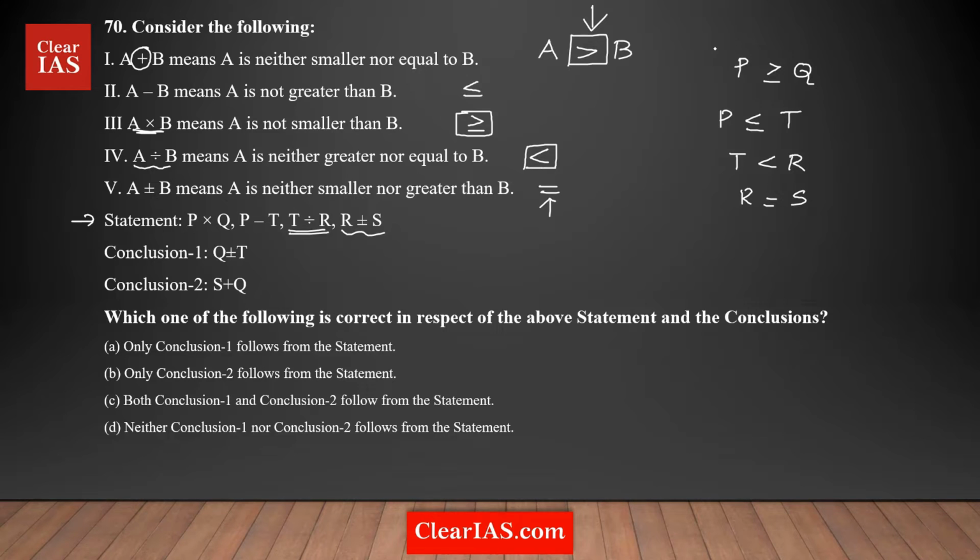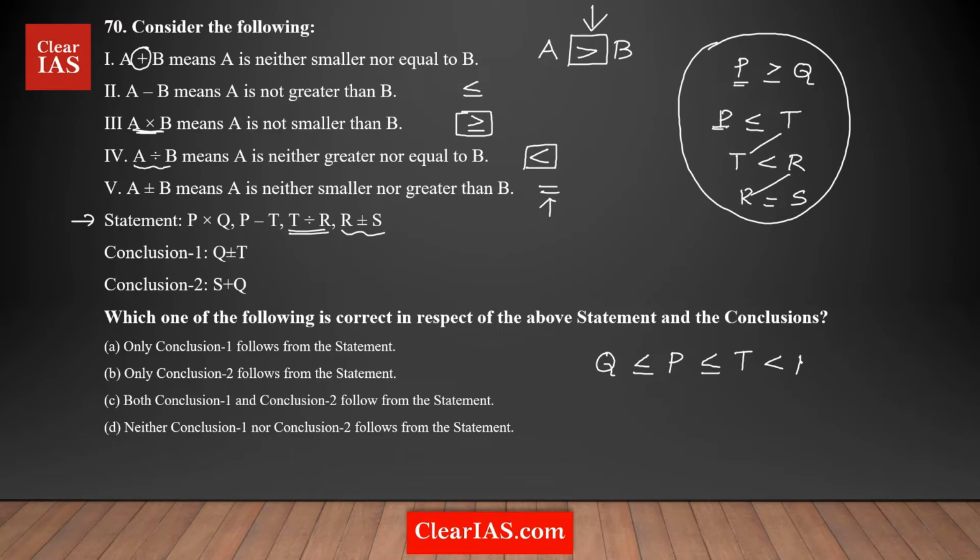So now I'm going to combine all these inequalities. You can see there is a common connection between all these, right? So I need to combine them. P greater than or equal to Q can be written as Q less than or equal to P. And I know that P is less than or equal to T, so I can join them. And what about T? T is less than R. R is equal to S. So this is the combined inequality relation between these variables. Got it? Okay. There are two conclusions here.